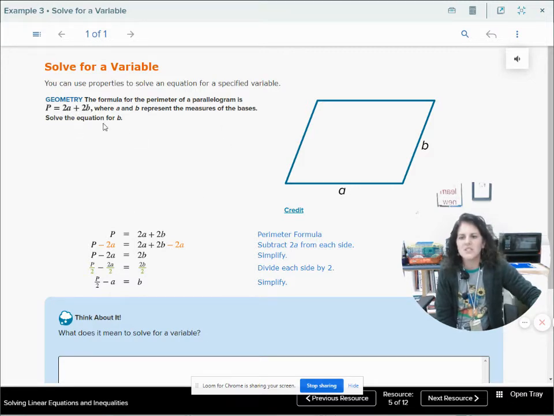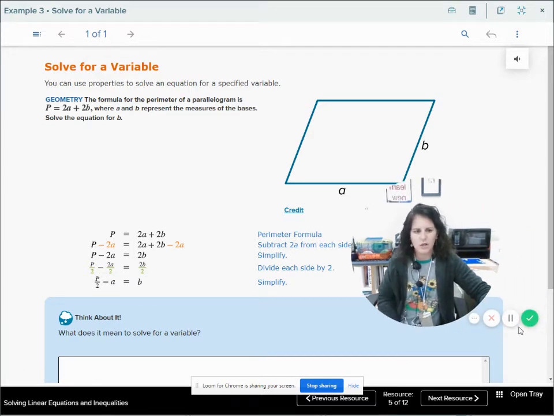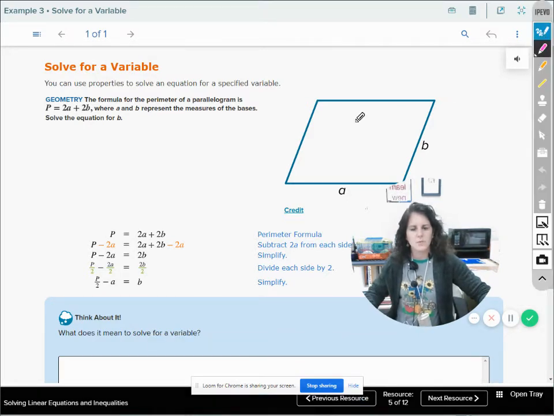Okay, but we're wanting to solve it for B. We want to get B all by itself. So for some reason, this always throws people off because there's just too many numbers and too many letters in here. I'm going to pause this because I'm going to pull up my marker real quick. Hold on. Okay, so I've got my little marker pulled up here.